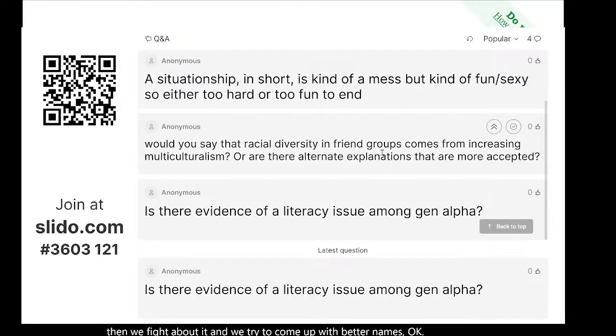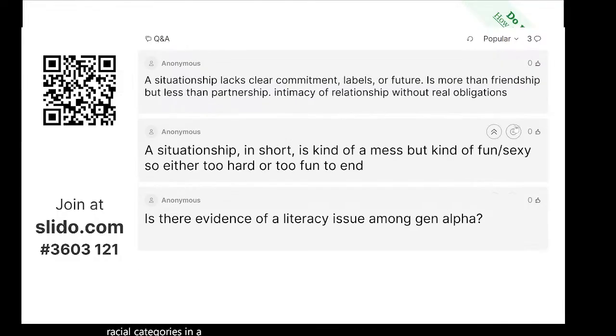Would you say that racial diversity in friend groups comes from increasing multiculturalism? I mean, yeah, I think that's it, right? Increasingly, the groups that they are in are racially diverse, and so they make racially diverse friendships. As we go forward in time, Canadian and American society are more racially diverse, largely driven by immigration. You meet the people you go to school with, your friendships are shaped by who's around you, and kids just don't care that much about racial categories in a lot of cases. And that's probably all it is.